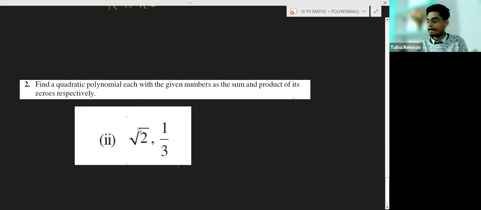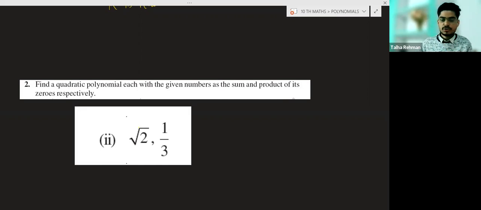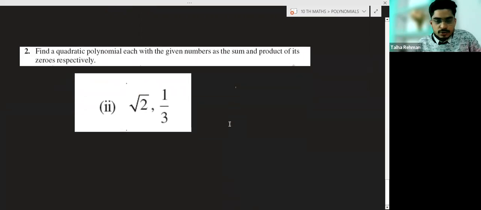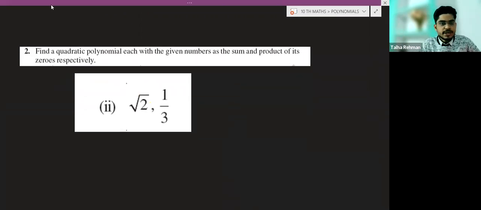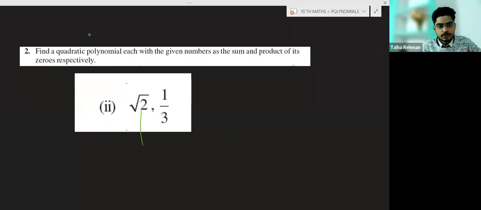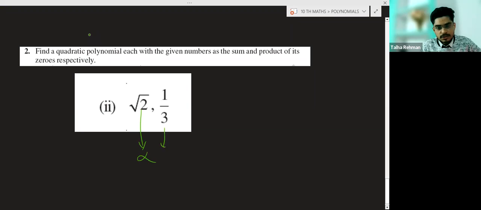So basically, in this question, when you check the exercise, I think 8 or 9 questions will be there. So I have chosen this question. So we will solve this question, and then we will move to the next chapter. So these are the two zeros, and with the help of these two zeros, we have to find the quadratic polynomial. Suppose this is alpha, this is beta.